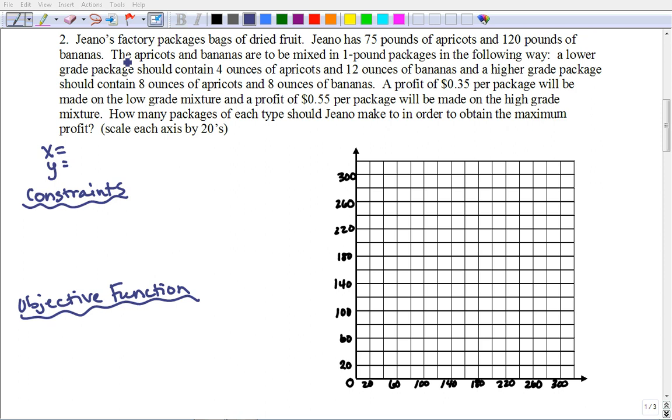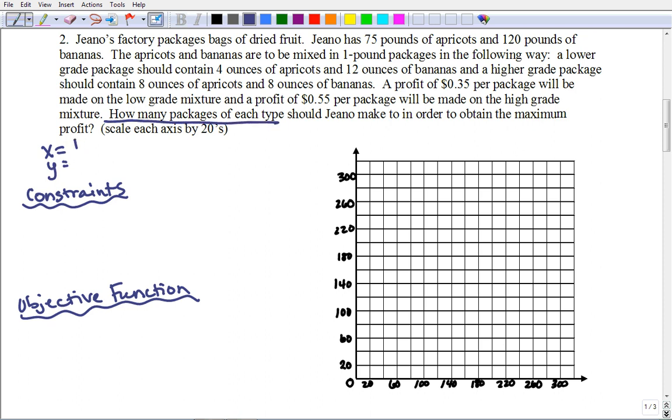A profit of 35 cents per package will be made on the low grade mixture, and a profit of 55 cents per package will be made on the high grade mixture. How many packages of each type should Gino make in order to obtain the maximum profit? Okay, so our question here is asking how many packages of each type.